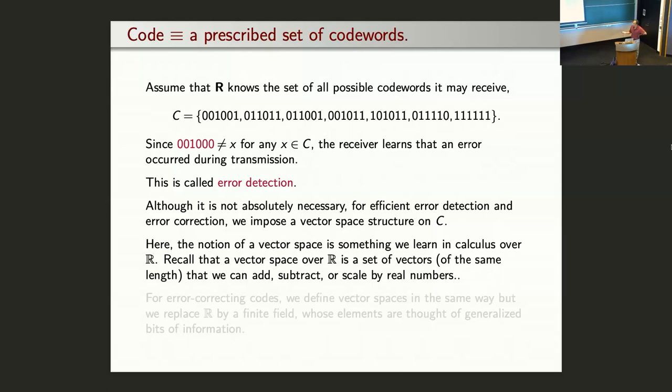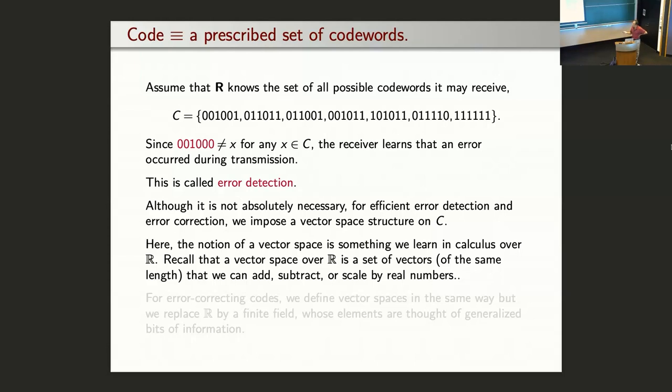By the way, if you forgot what a vector space is, let me quickly refresh your memory. In calculus, we learn vector spaces, but over real numbers. A vector space is a collection of vectors. They all have the same number of coordinates. So we can add two vectors, subtract two vectors, or scale them by real numbers.